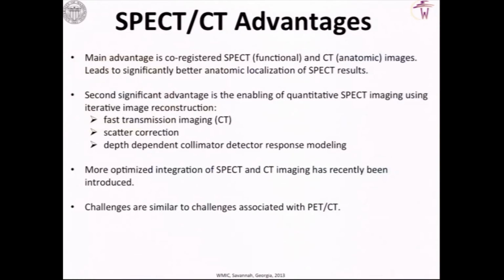Okay, so some of the advantages: the main advantage is the co-registration of the functional and anatomic images. It leads to significantly better anatomic localization of the SPECT results. A second significant advantage is that SPECT CT systems are really enabling quantitative SPECT. Now, PET has been quantitative since its initiation, but in general, SPECT images have not been interpreted quantitatively.